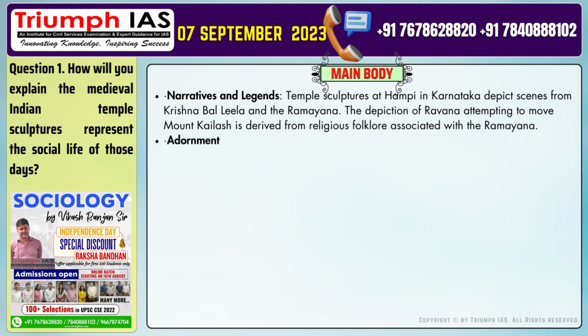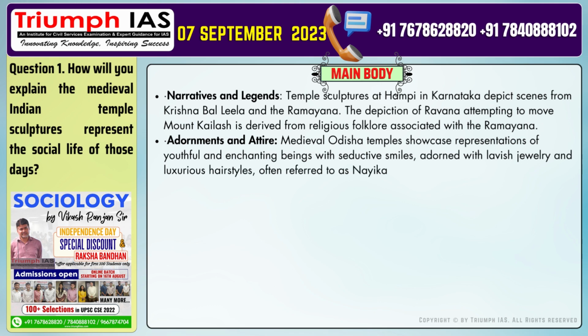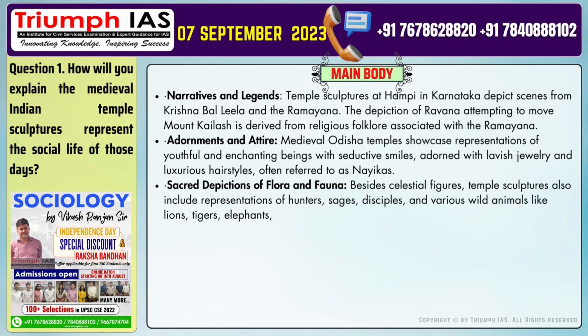Number 8. Adornments and attire. Medieval Odisha temples showcase representations of youthful and enchanting beings with seductive smiles, adorned with lavish jewelry and luxurious hairstyles, often referred to as nayikas. Number 9. Sacred depictions of flora and fauna. Besides celestial figures, temple sculptures also include representations of hunters, sages, disciples, and various wild animals like lions, tigers, elephants, and bears, intricately carved around medieval Indian temples.